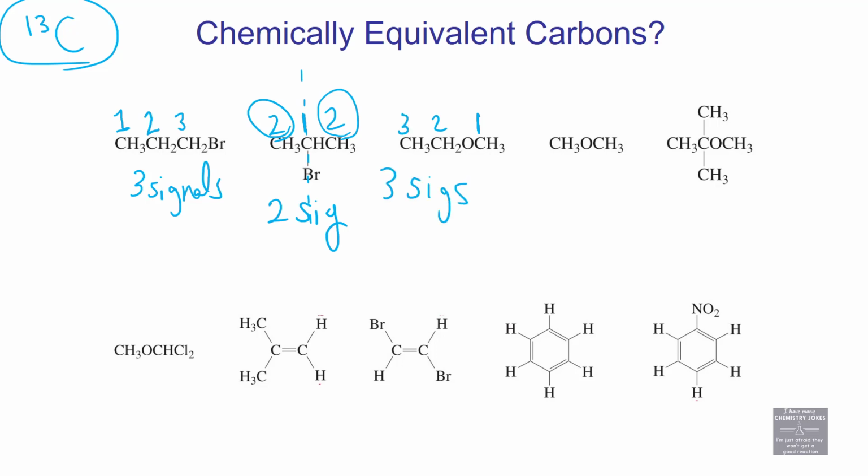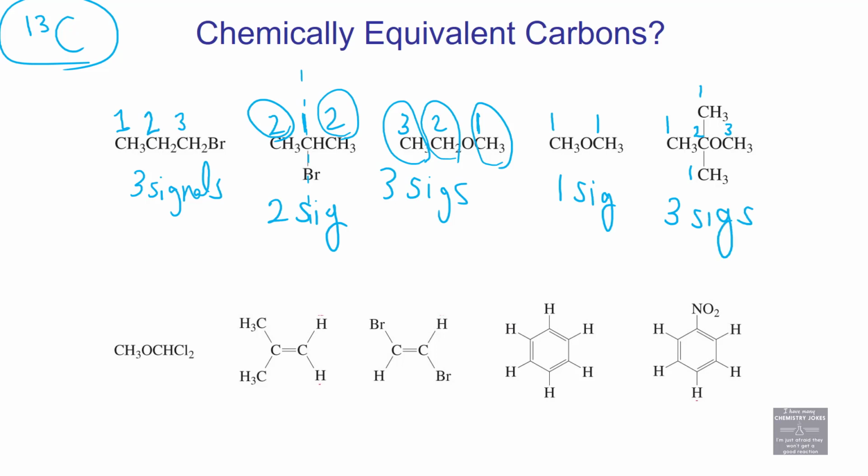This would show 3 signals because the CH2, definitely unique, no other CH2s. But this CH3 is connected to a CH2, while that CH3 is connected to an O. They have different environments, they are different signals. Both of these directly connected to an O, 1 signal. This one is different from that one, but all 3 of those around the outside that I've given number 1 are the same, but that's different from that one over there. So this one would give me 3 signals overall.